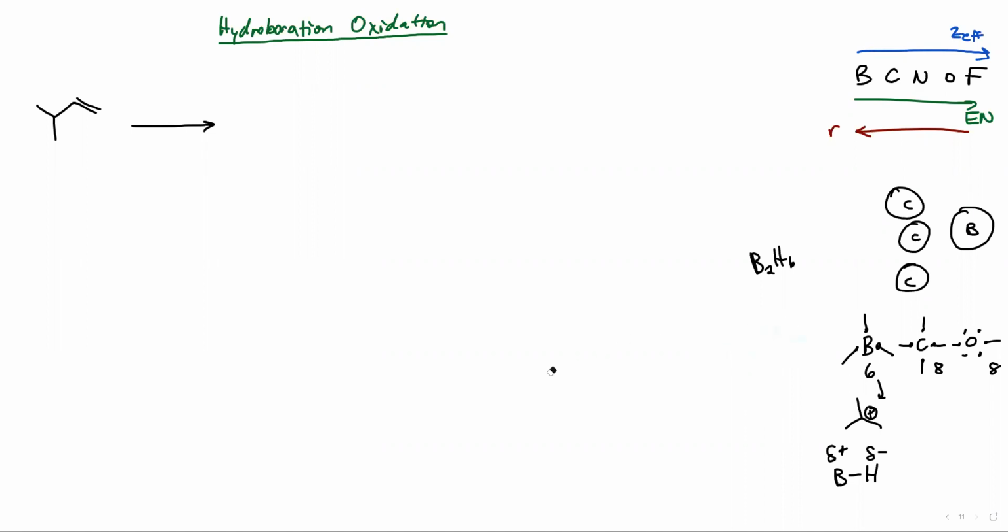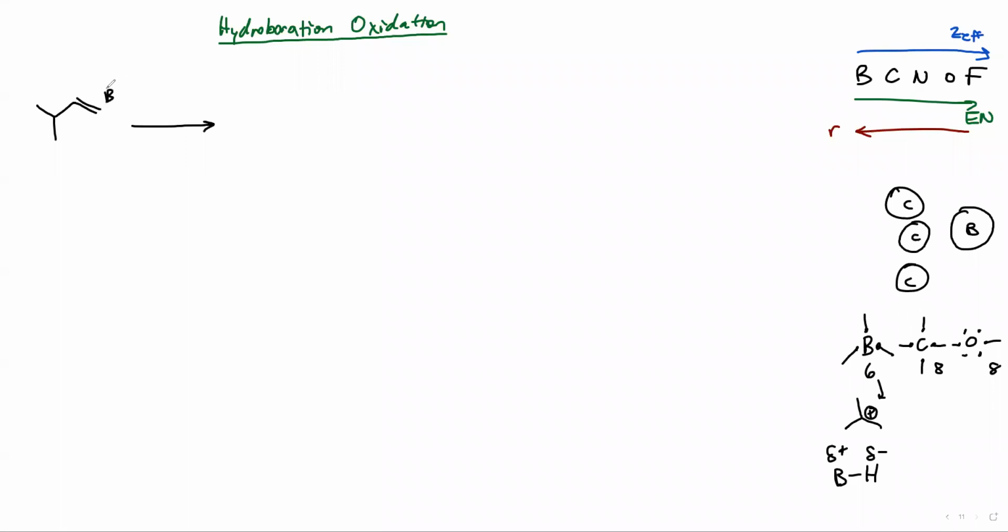Another way to prevent B2H6 is to buy borane with THF, because what THF does is stabilize borane with a Lewis acid-base adduct. And these are really easy to break. So it's just enough there that it stabilizes the borane, but it's pretty easy to break, especially if we have an alkene. Cool. So how does this reaction work?